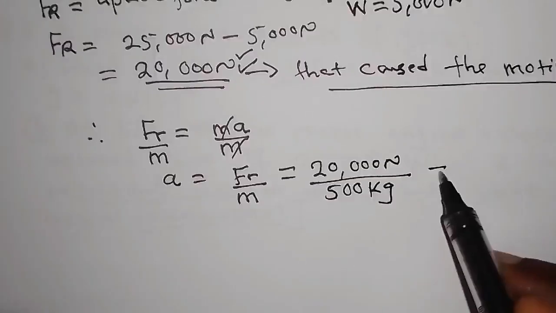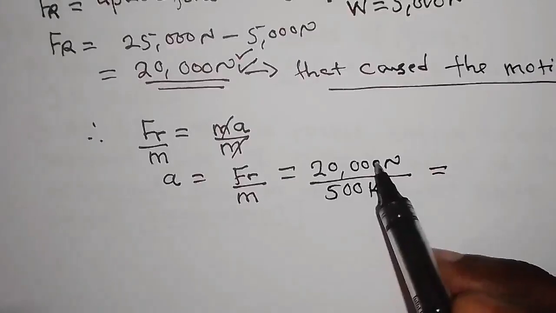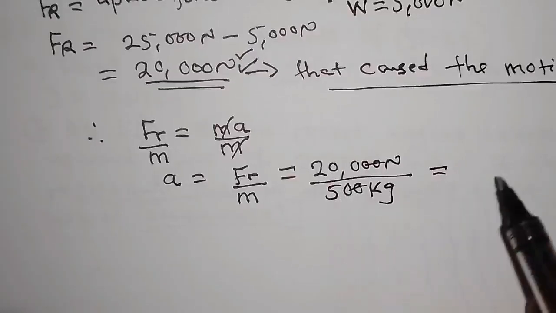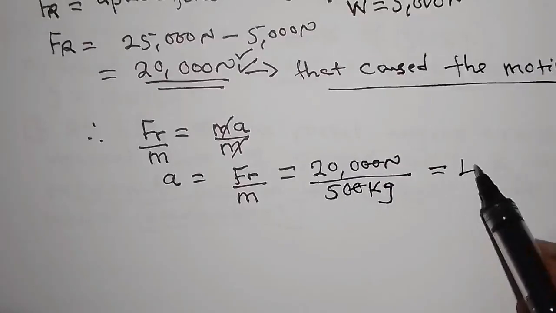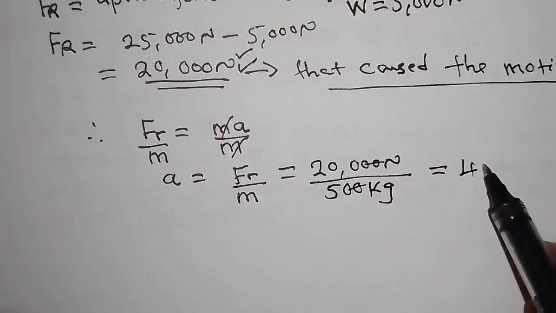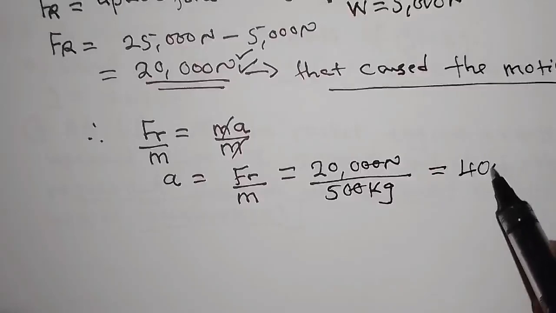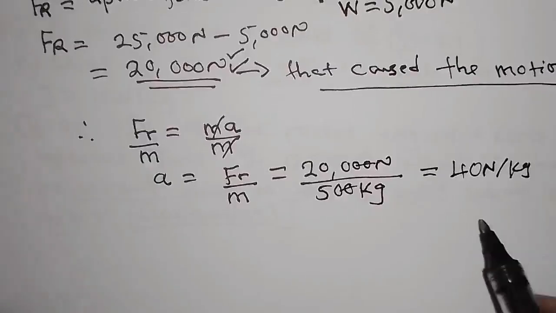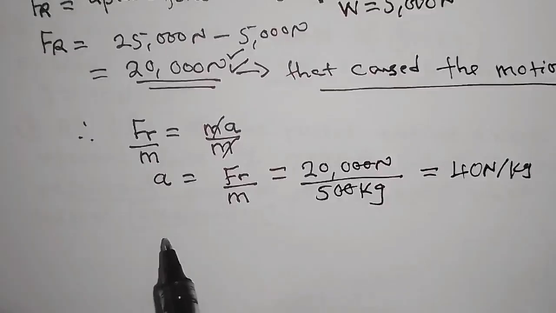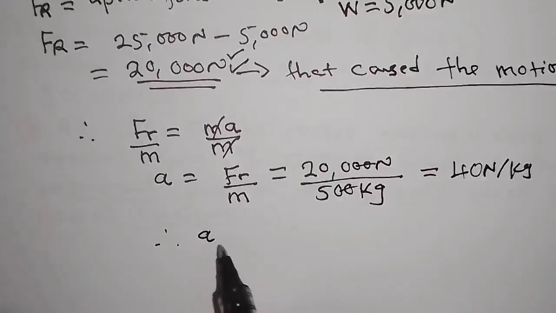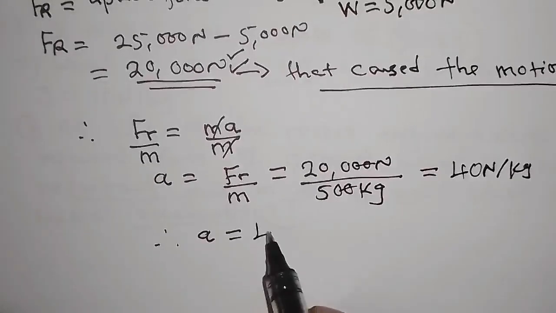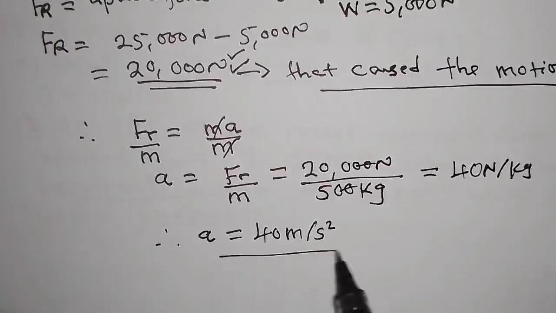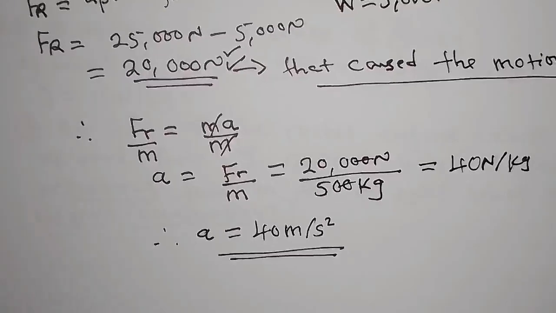Therefore, when you do this, the 2 zeros go, 2 zeros go. So we have 20 divided by 5, which is 4. And this will give us 40 Newton per kg. Therefore, the acceleration is just 40 meters per second squared. Okay, so this is the answer.